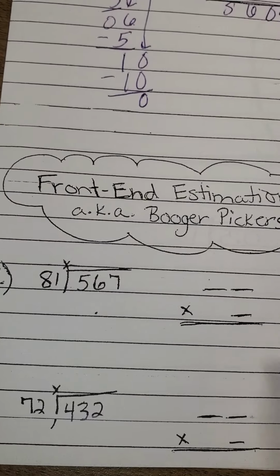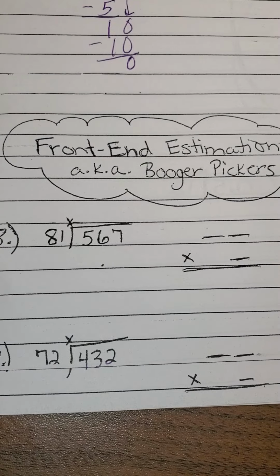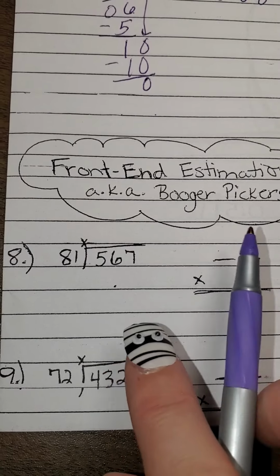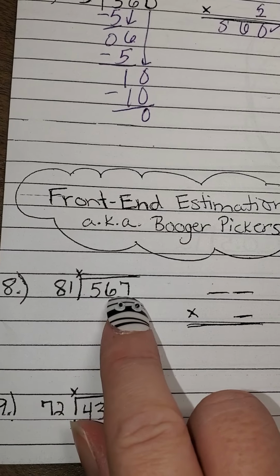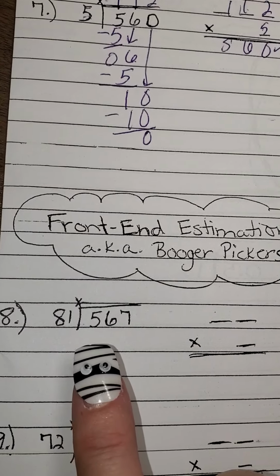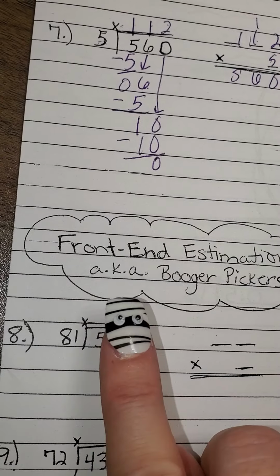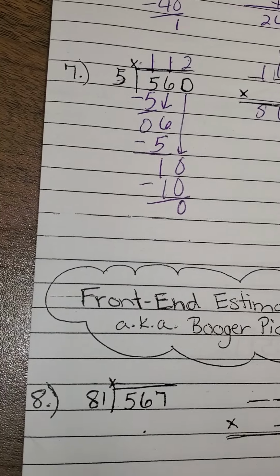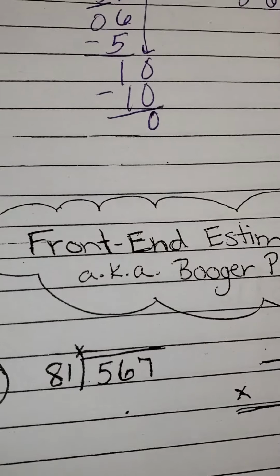Okay, now we're going to use some front-end estimation using our, what we call booger pickers. Okay, front-end estimation. This is why it's called front-end estimation. We're going to take the last number in each one of these and cover. I'm trying to be in the Halloween spirit. This is the first, last, and only time I've ever worn a fake nail. I'm going to take it off though. It's kind of in the way. Hold on. Okay, that feels much better.